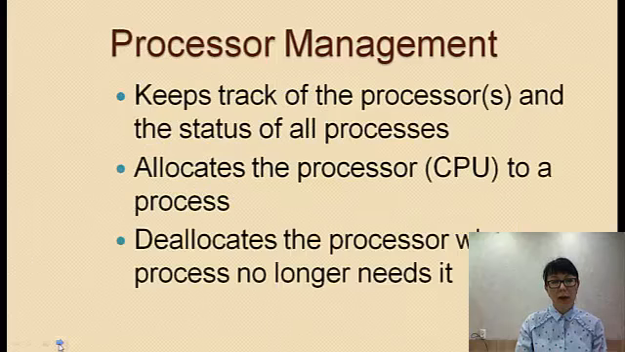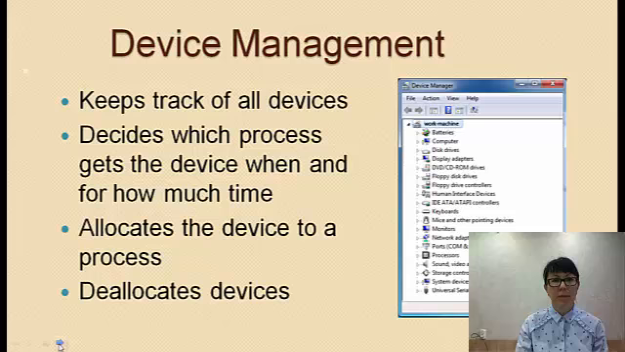Processor management keeps track of the processor and the status of all processes. It allocates the processor to a process, and deallocates the processor when a process no longer needs it. Device management keeps track of all devices, decides which process gets the device, when, and for how much time, allocates the device to a process, and deallocates devices.